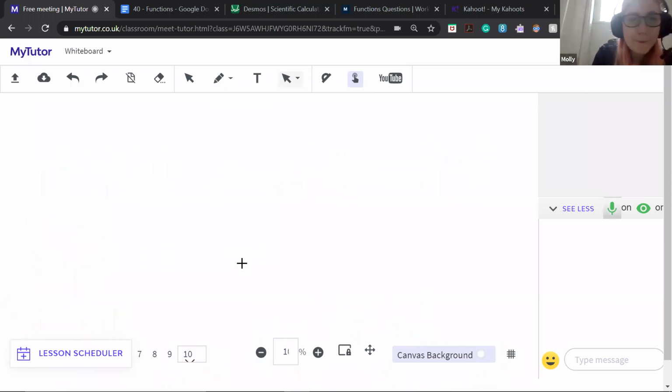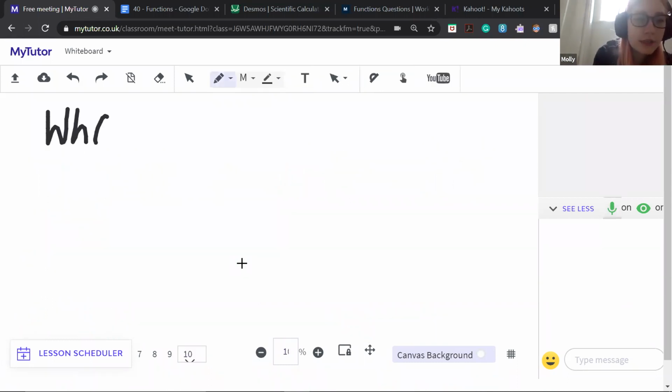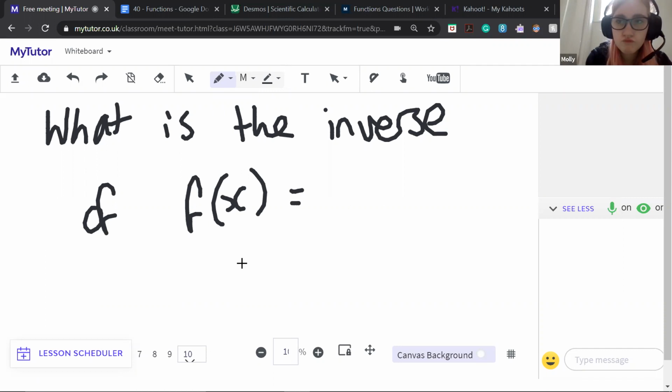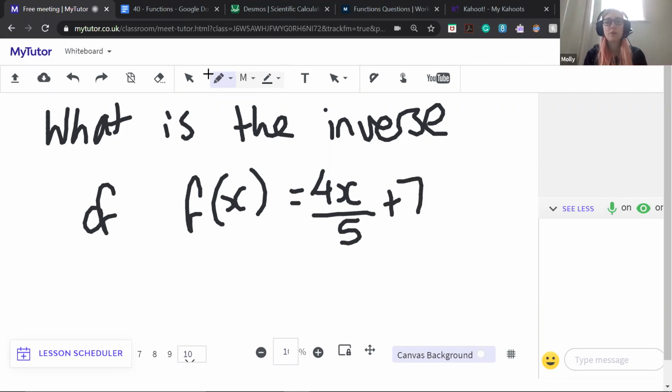So I'll give you one to have a go at. What is the inverse of f of x equals 4x over 5 plus 7? What's the inverse of that one? Someone said, is this the hardest it's going to get? Pretty much. You could probably get some harder combined ones. For example, what is g applied to inverse f of x? But it's all just combining stuff that we know.